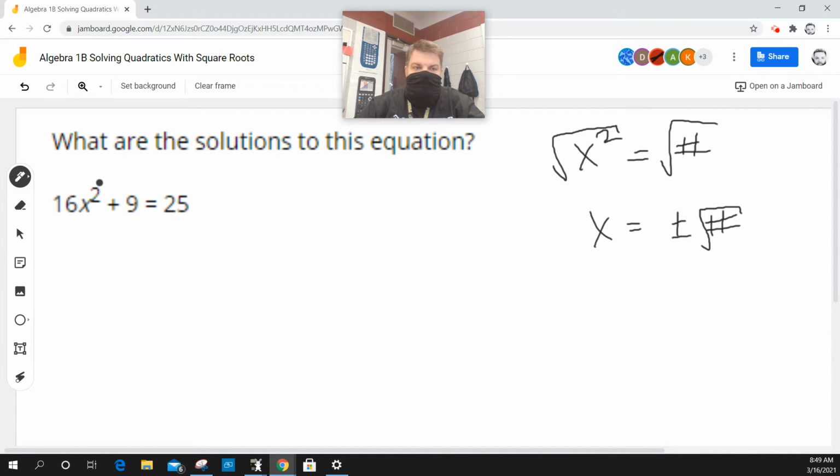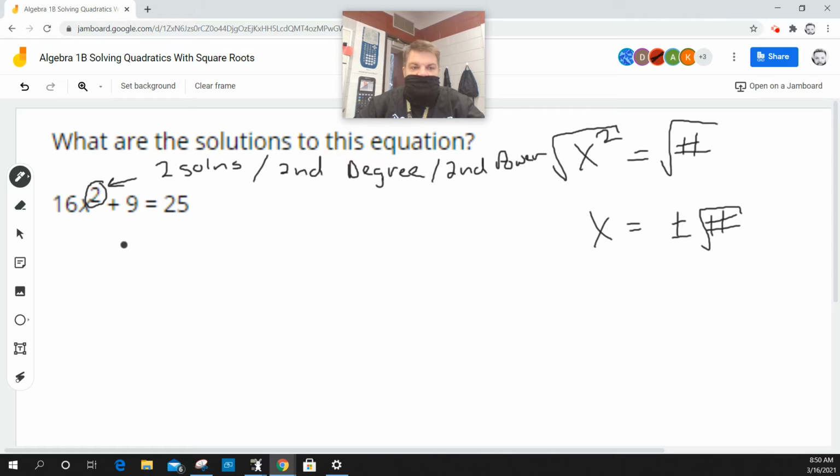Well, first of all, it's quadratic, so it's a second degree polynomial, so there should be two solutions. So the degree of the polynomial tells you how many solutions. Two solutions because it's a second degree polynomial. Okay? Because x is raised to the second power.